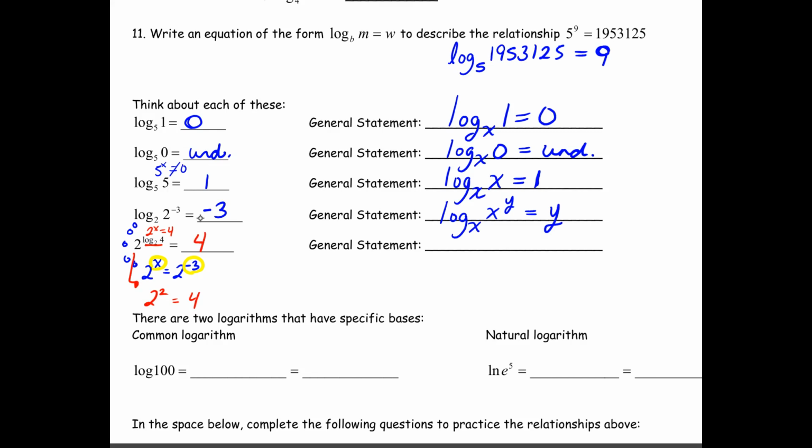And the relationship that you would be generalizing to a statement is that x raised to log base x of any number, so I'll call it y, would come out to equal y.